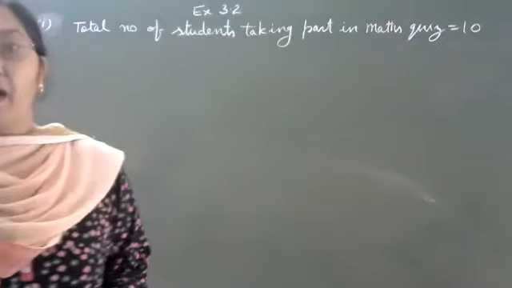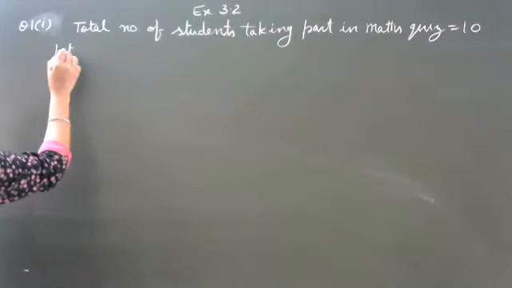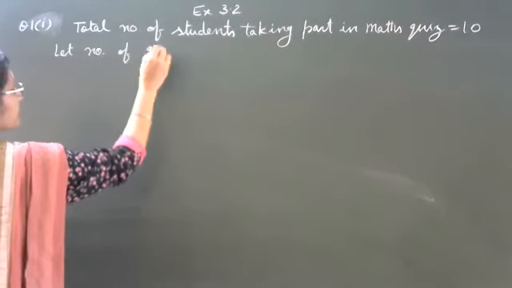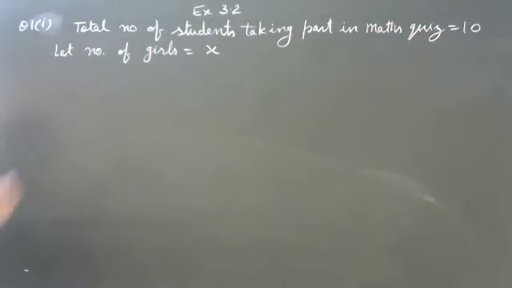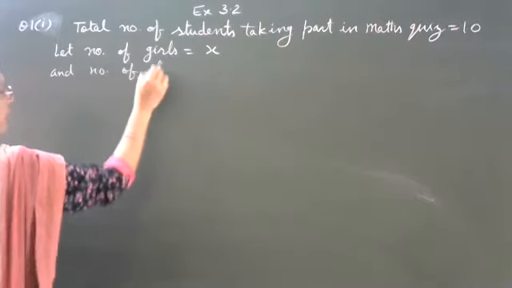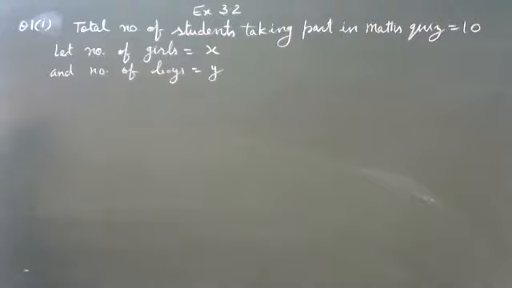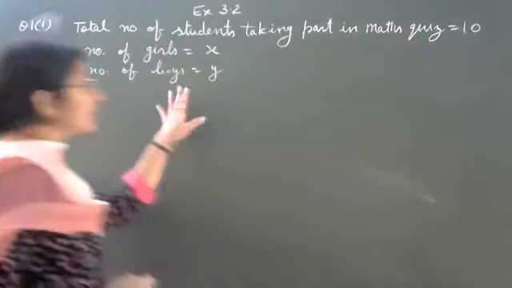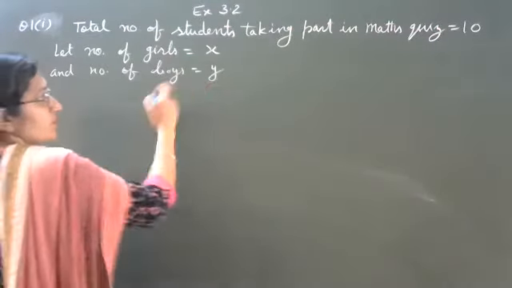Clear? So here we have to suppose that the number of girls is equal to x and the number of boys is equal to y. Who are taking part in the maths quiz? It is not the total number of students. Let the number of girls be x and the number of boys be y.